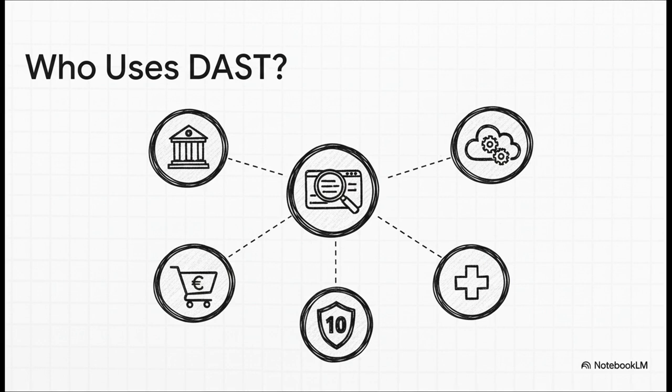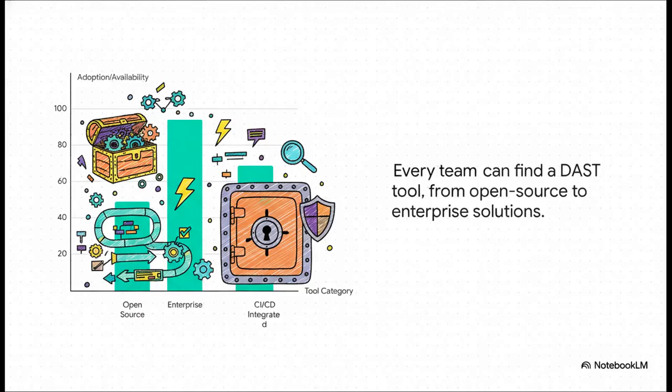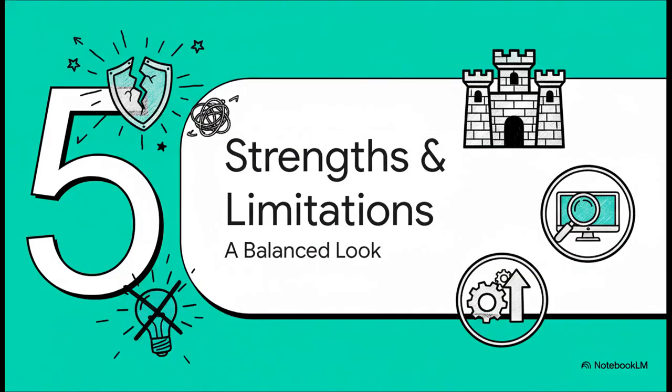It's also a must-have for anyone who needs to comply with security standards like the OWASP Top 10, which is basically the definitive list of the worst web app vulnerabilities out there. And the really good news is that the world of DAST tools is huge. You've got amazing, powerful open source tools like OWASP ZAP that you can start using for free. You've got powerhouse enterprise tools like Burp Suite. And you even have tools that plug right into your development pipeline, making security testing a totally automatic part of your process.